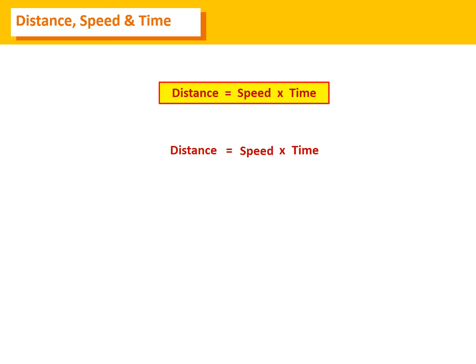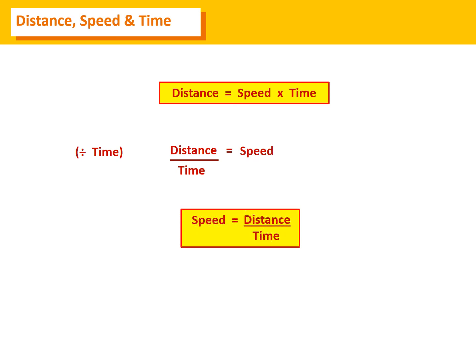Previously, we have rearranged distance equals speed times time to give us an expression in terms of time. However, if we divide both sides by time, we get a new arrangement. Speed equals distance over time. And that's what we'll be using in our next example.